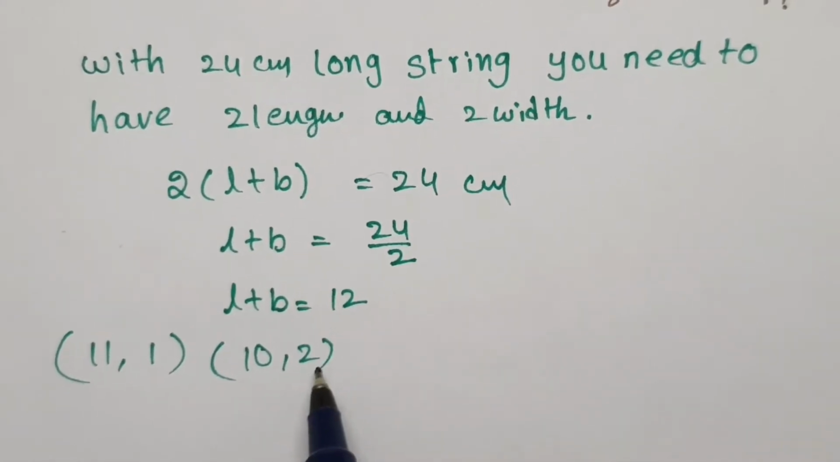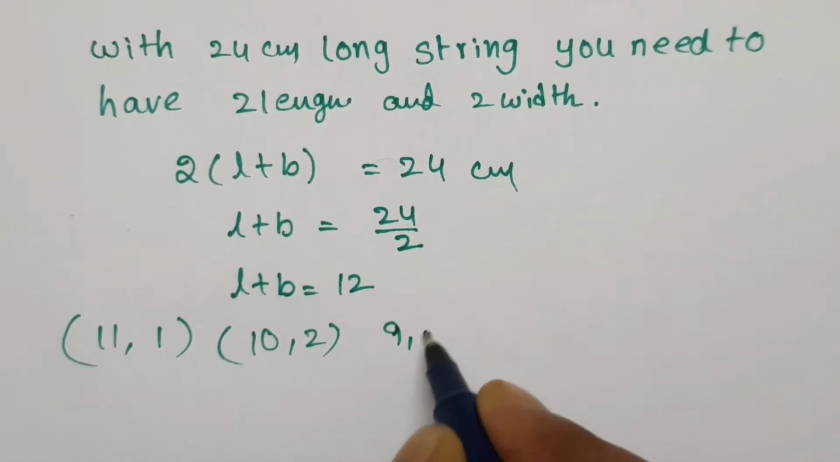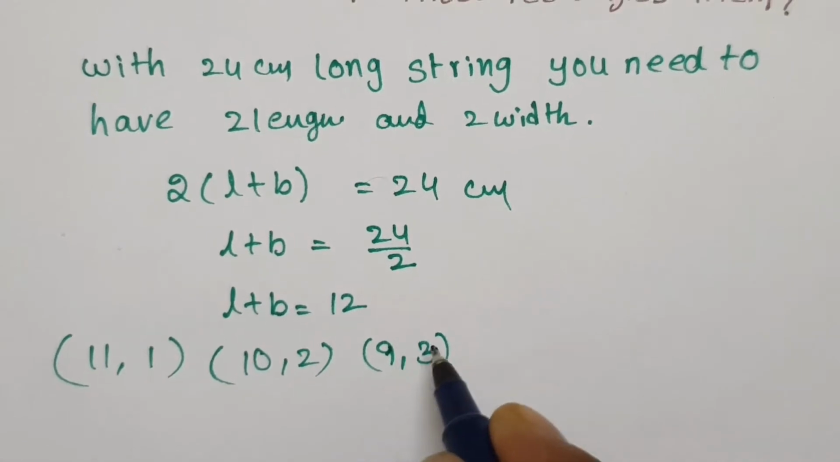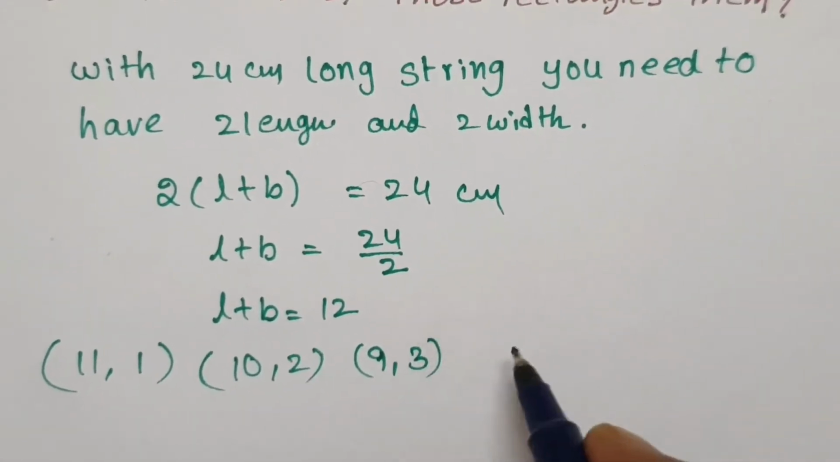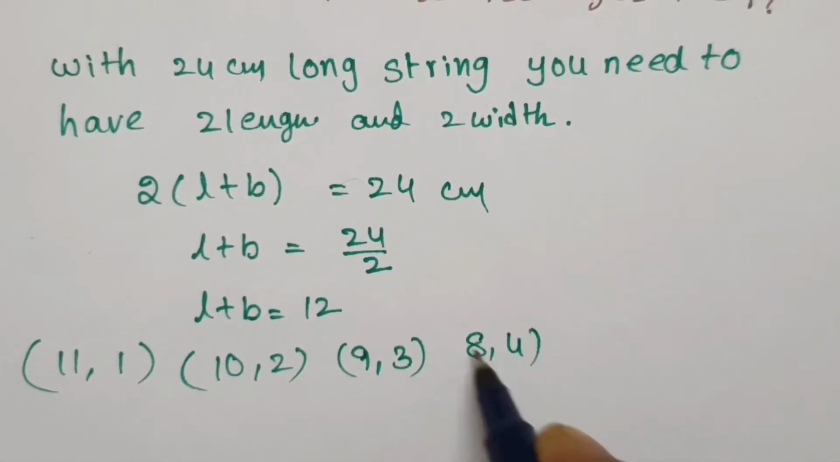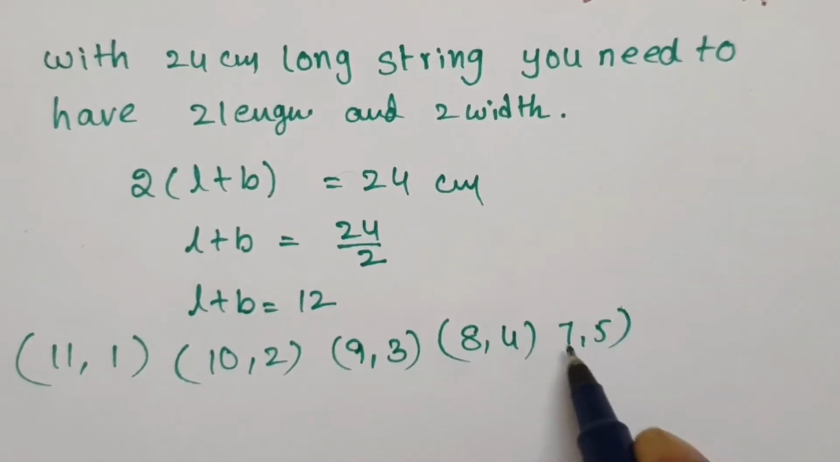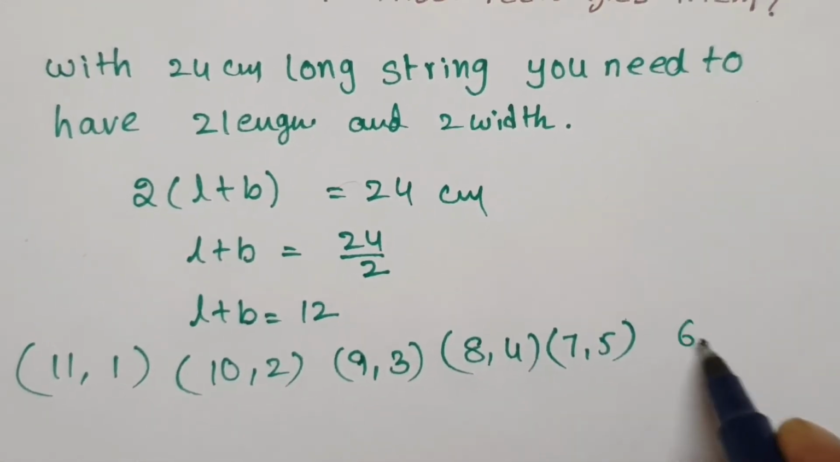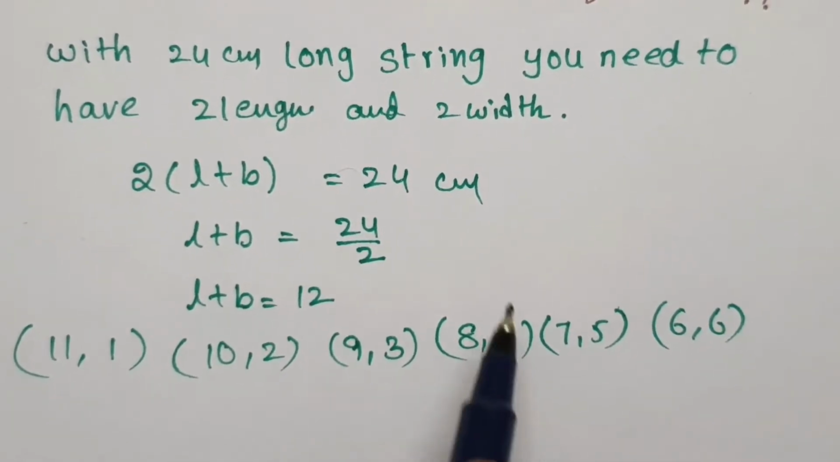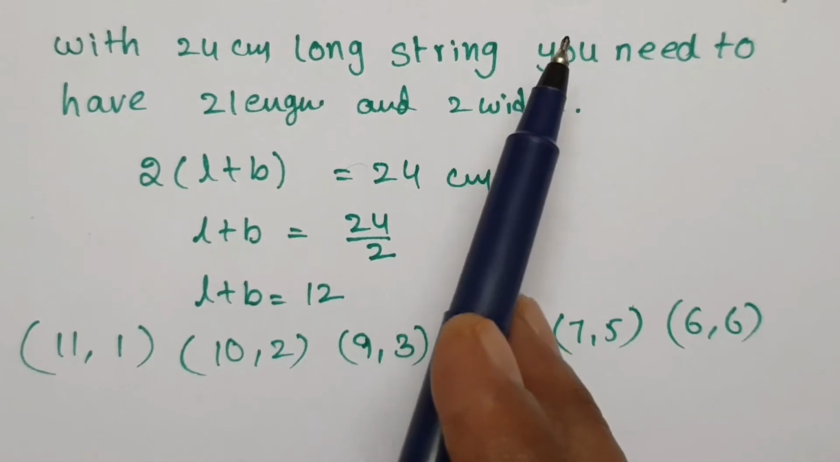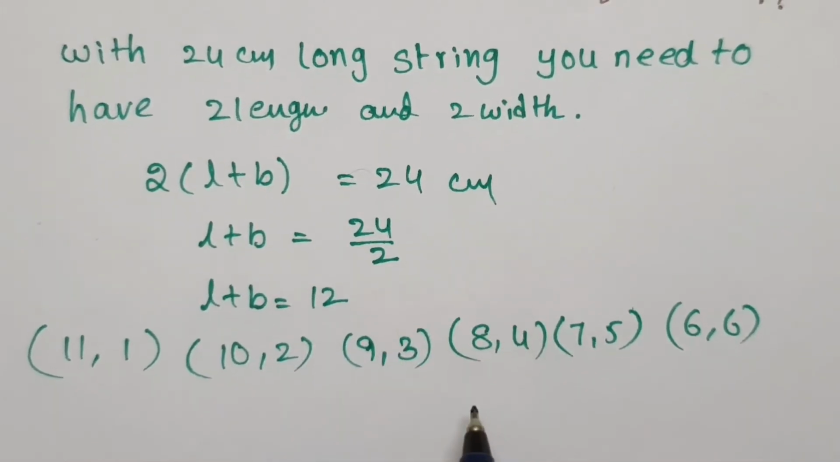Length, breadth. Like that, other pairs are possible: 9 comma 3, 8 comma 4, 7 comma 5, and 6 comma 6. These pairs are possible measures to construct a rectangle with perimeter 24 centimeters.